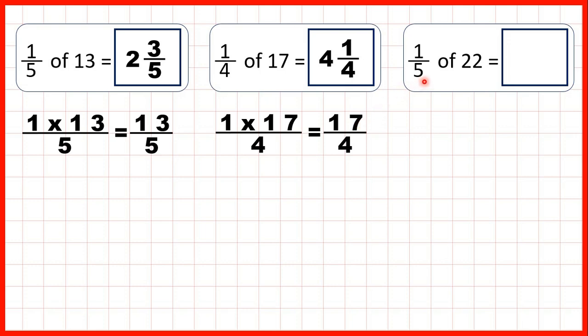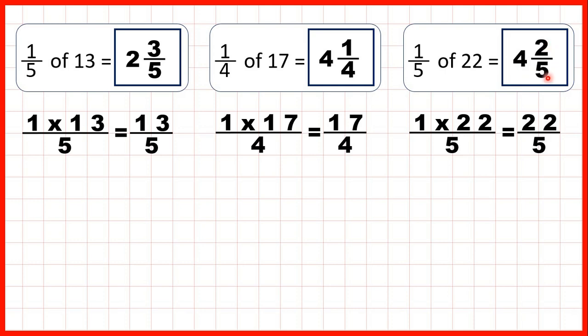Finally, we have 1/5 of 22. So that's 1 times 22, or 22 over 5. We can turn that back into a mixed number because 22 divided by 5 is 4 remainder 2, the denominator stays the same, and then we can check: 4 times 5 is 20, plus 2 is 22.